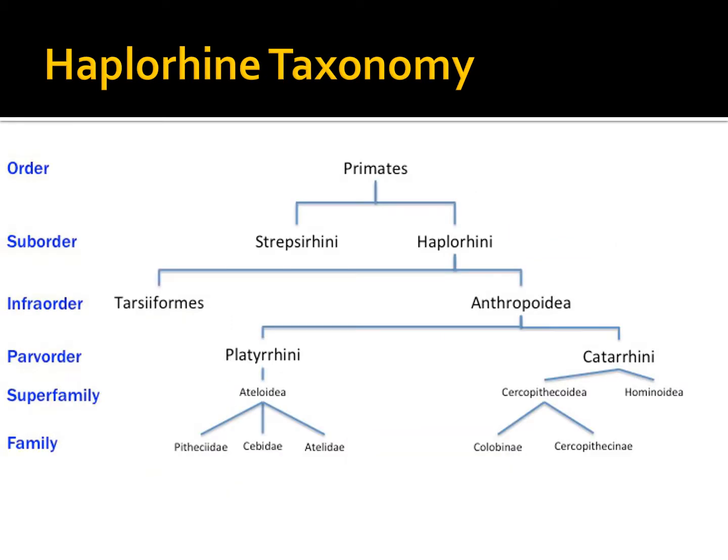Looking at Haplorhine taxonomy, of course, it's primate. The suborder would be Haplorhini. The infraorder would be Tarsiformes, which covers Tarsiers, or Anthropoideae. And your Anthropoideae are broken down into 2 groups, your Platyrrhines and your Catarrhines. And then we talked about each of the families within each. You have the Pithecidae, the Cebidae, and the Atilidae, and the New World monkeys. And in the Catarrhines, your Old World monkeys, you have the Cercopithecoideae, the Hominoideae, and in the Cercopithecoideae, you have the Colobinae as well as the Cercopithecinae.